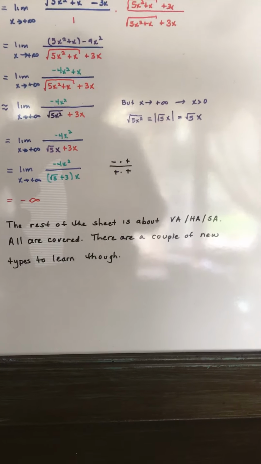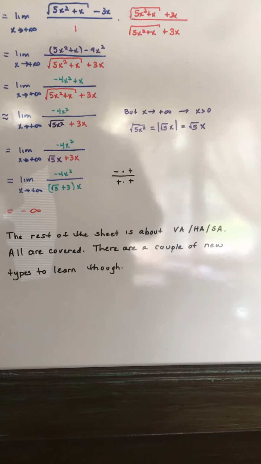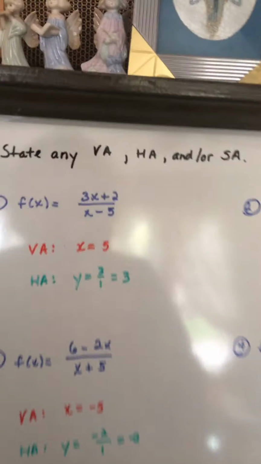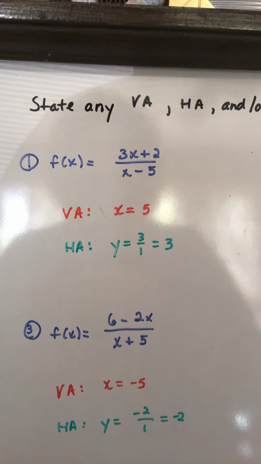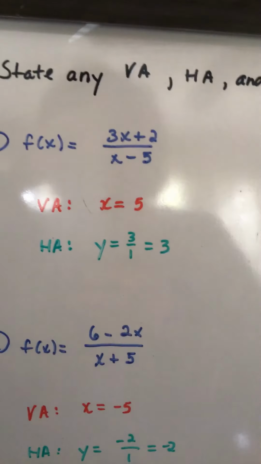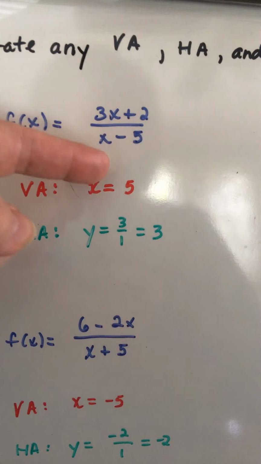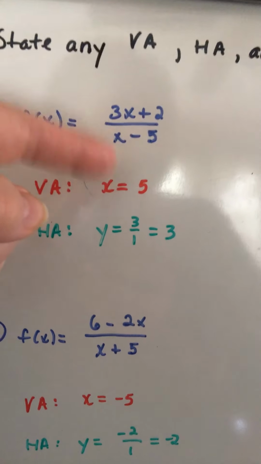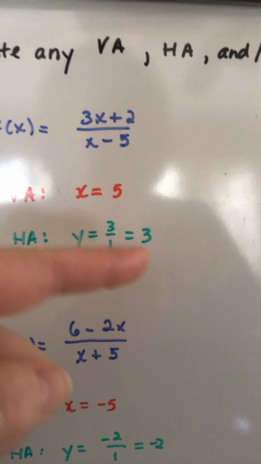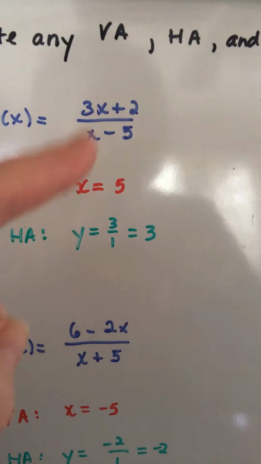Now, the rest of the sheet is about vertical, horizontal, and slant asymptotes wherever they exist. I'm going to cover an example of each type, not necessarily in order. So let's just go back and review what we've done already. When I look at this one, I can use my end behavior and just look at 3x over x. I don't have to say it; I can just do it in my head. What's 3x over x? It's 3 over 1. It's 3 for the horizontal.